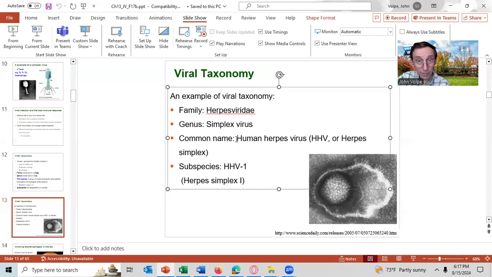And then there's two subspecies, herpes simplex 1 and then herpes simplex 2. And there's actually a herpes virus being shown here.